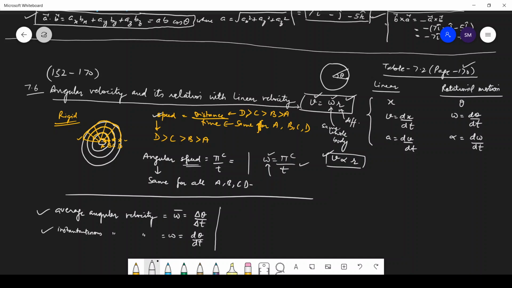Okay, Harsh, you can continue reading. We have characterized pure translation of a body by all parts of the body having the same velocity at any instant of time. Similarly, we may characterize pure rotation. What is pure translation? Pure translation motion means all the parts of the body have the same velocity at any instant of time.